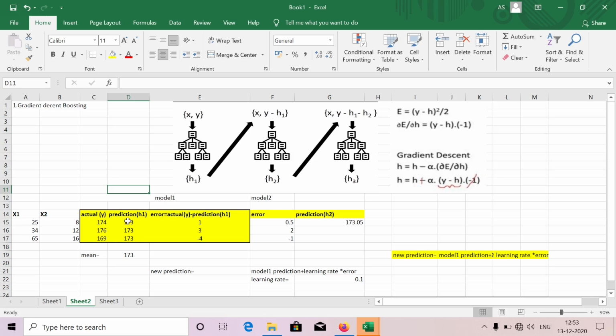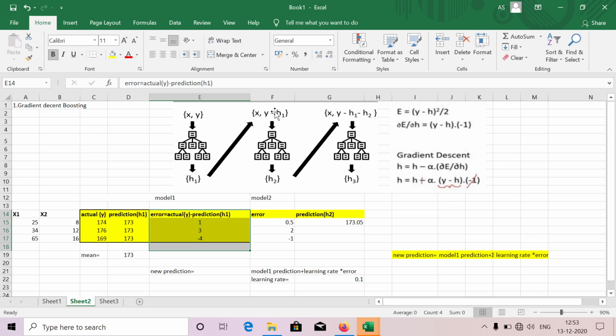Similarly, I am applying the mean, copying it to all the predictions. Now I calculate the error, because I want to pass this error to the next model. The error is equal to actual minus prediction. Actual is 174 minus 173, so my error is 1. Similarly, 176 minus 173 is 3, and 169 minus 173 is minus 4. Here I got the error from the first model, and I am passing this error to the next model as a target.